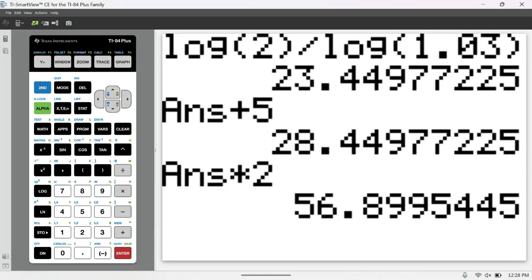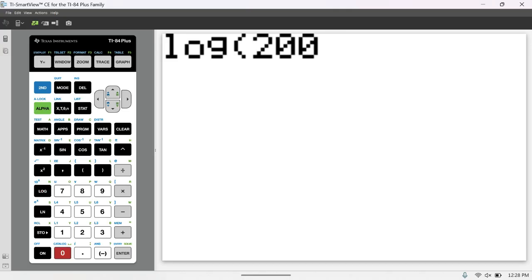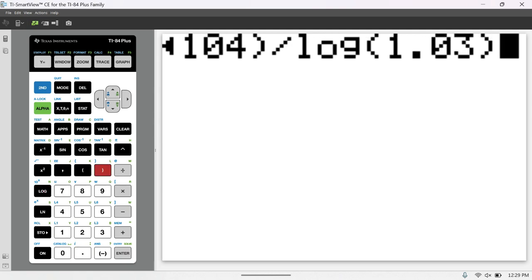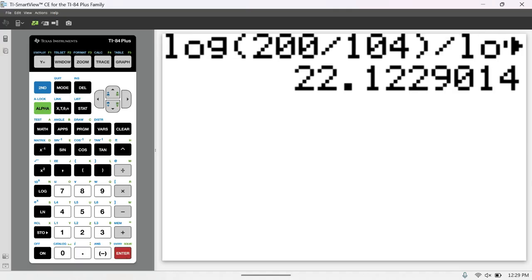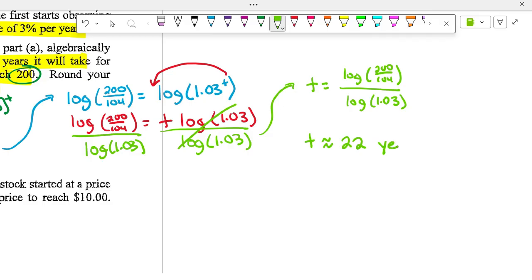So in my calculator, I'm going to put that in. I have log of 200 divided by 104, and then I close that parenthesis for that log, and then divide all of that by the log of 1.03. Close that parenthesis. If I round that to the nearest year, how many years will have to go by? 22. So t is approximately 22 years.